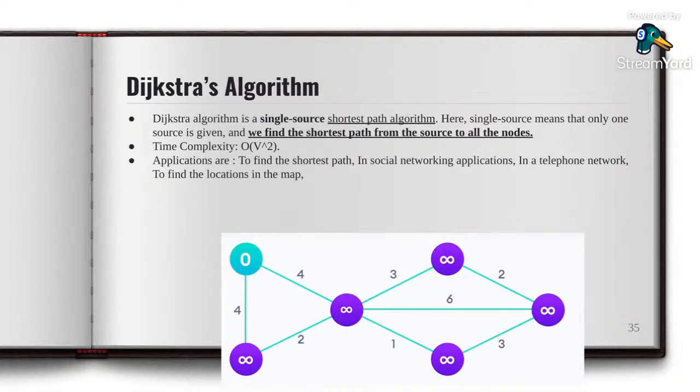Applications are to find the shortest path in social networking applications, in telephone networks, and to find a location in a map.